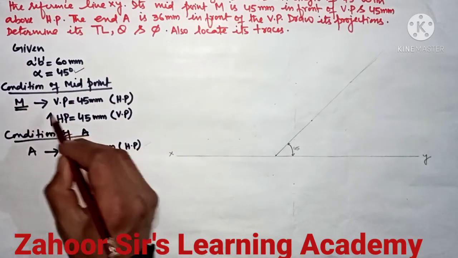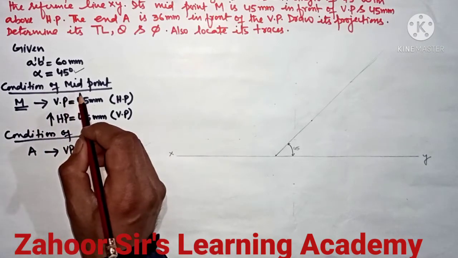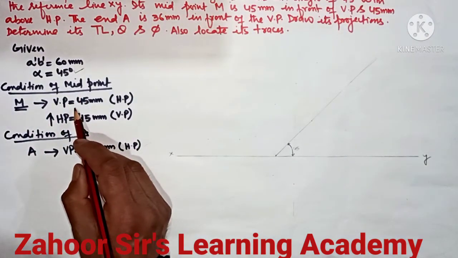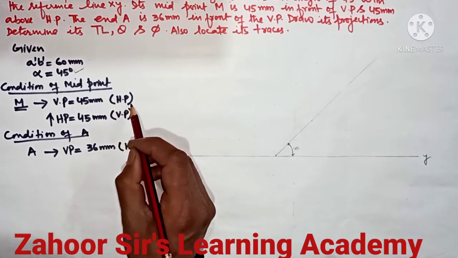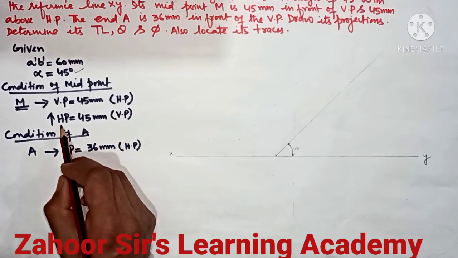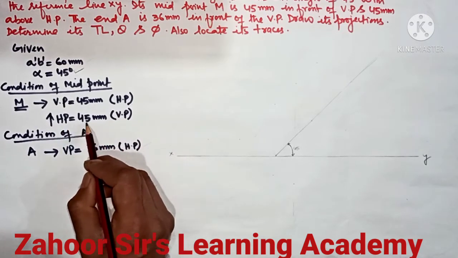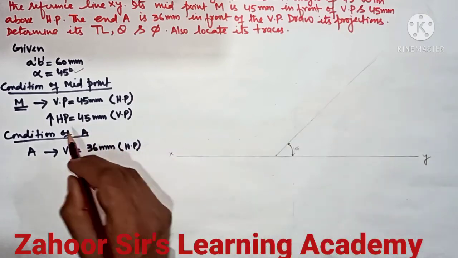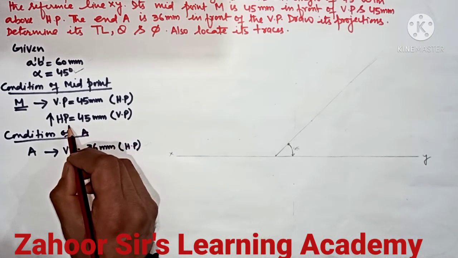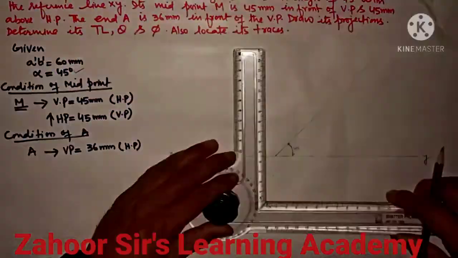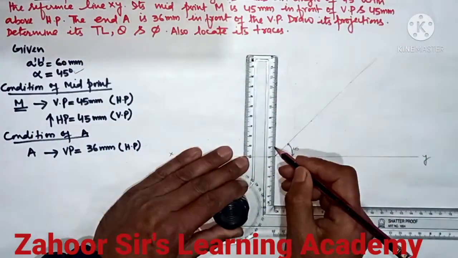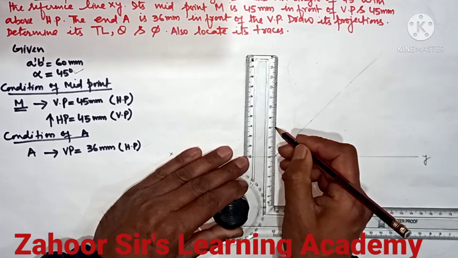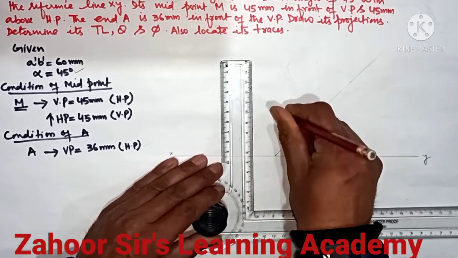Now see, there is a condition given. That condition for the midpoint is that it is 45 mm in front of VP. When something is in front of VP, that can be seen in HP. And when something is above the HP, that can be seen in VP. So that midpoint, which is lying on this front view, is 45 mm above. So from here, I will measure 45 mm. So 10, 20, 30, 40 and 45 mm. So this is where the midpoint is.